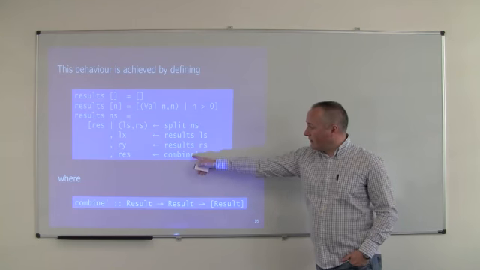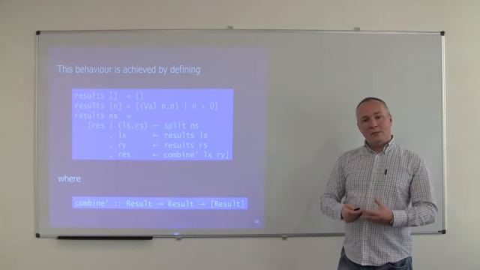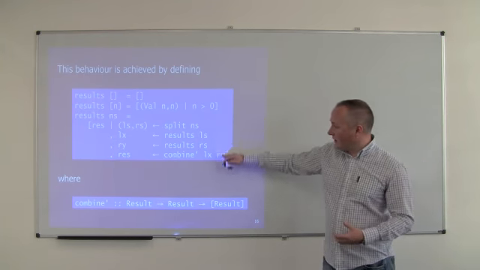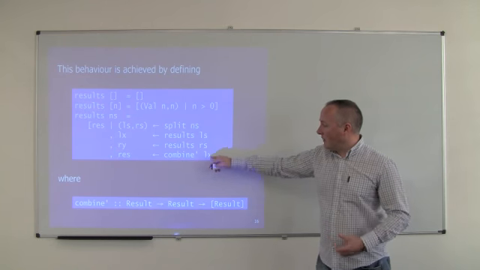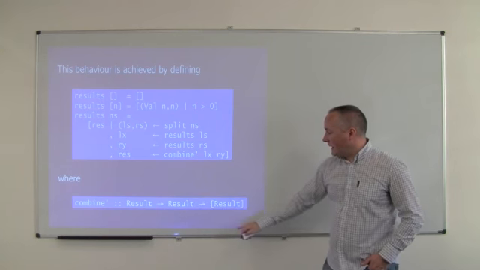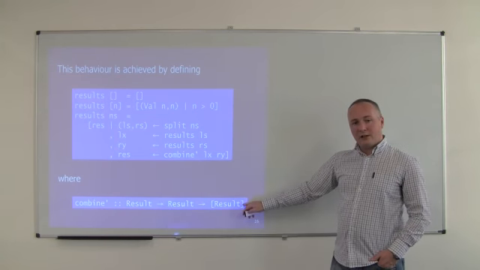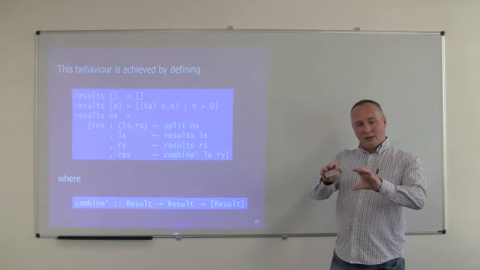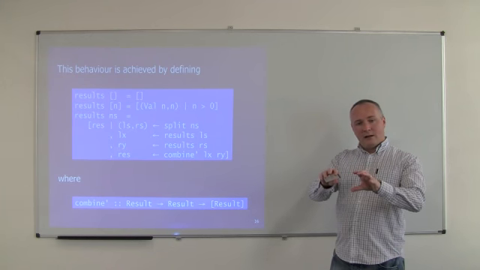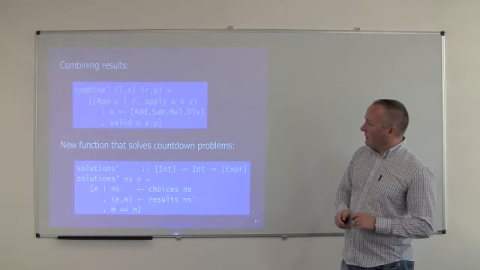The only point of difference is that now we need to combine results rather than combining expressions. So the definition here is exactly the same, except we make recursive calls to results, and we need a new combine function which takes two results and gives you all possible expressions that you can form by combining those results using the four different arithmetic operators.